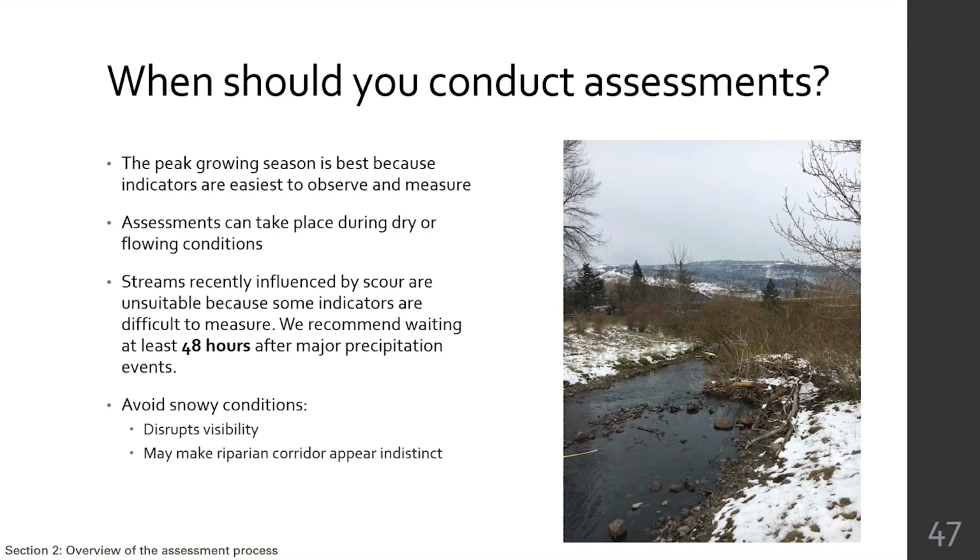We don't recommend conducting an assessment in a reach that is affected by scour due to a large rain event. Some indicators are particularly difficult to measure either because of elevated turbidity or because aquatic invertebrates can be suppressed by floods. We recommend a 48-hour period of waiting after major precipitation to avoid that influence. We also recommend avoiding snowy conditions. It can really disrupt the visibility of some indicators, particularly those related to the distinctness of the riparian corridor, which can be hard to observe in these conditions.